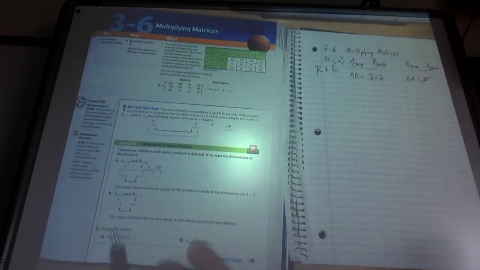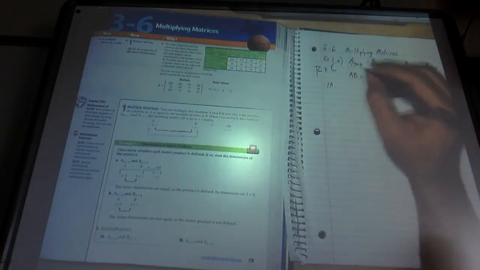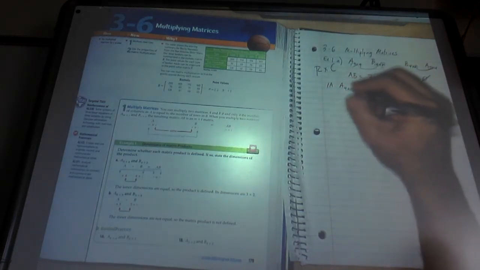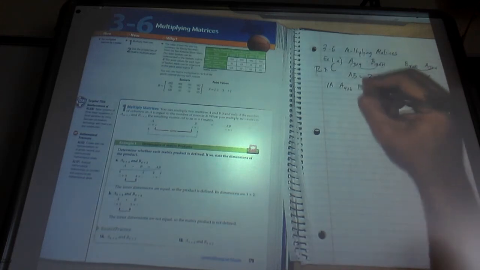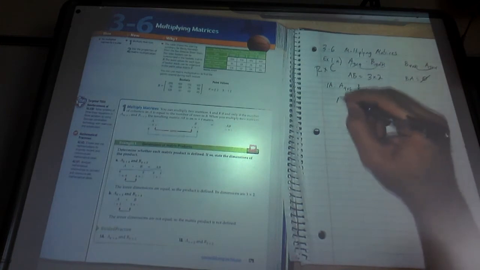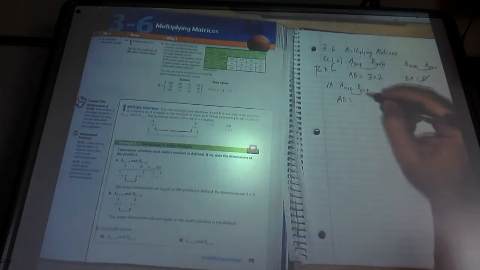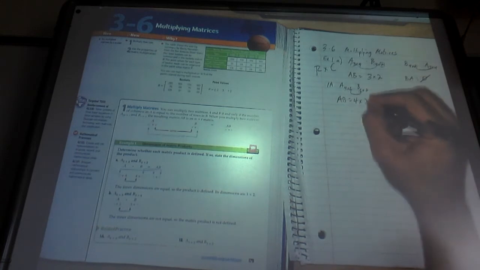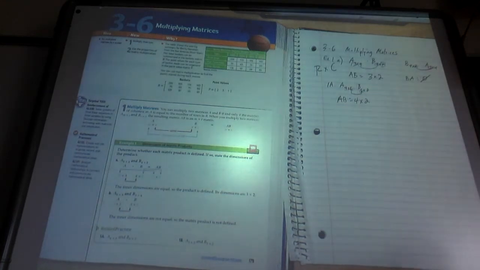I'm just going to jump down. I'm going to look at guided practice 1A, and it says that A is a 4x6, and it says that B is a 6x2. We're going to look at the inside numbers because we're going to try to see if we can multiply A times B. The insides match. The outsides tell me the dimensions when I multiply. It's going to be a 4x2.